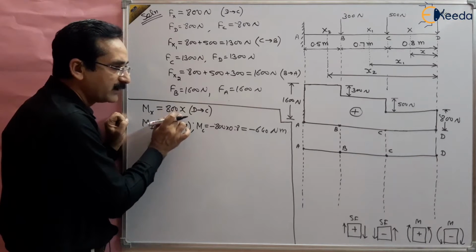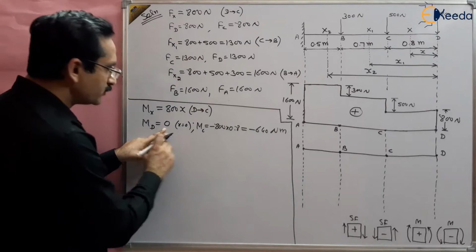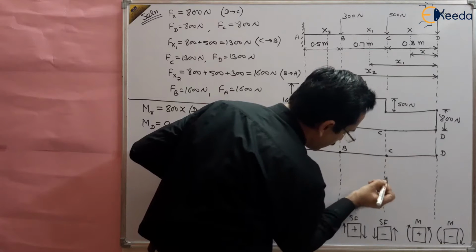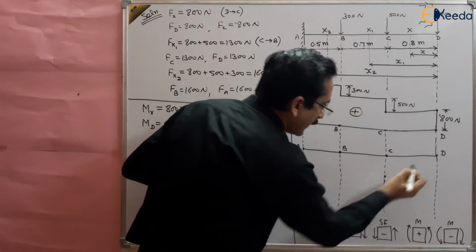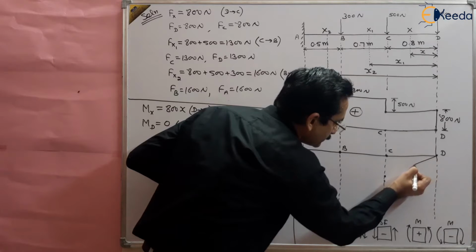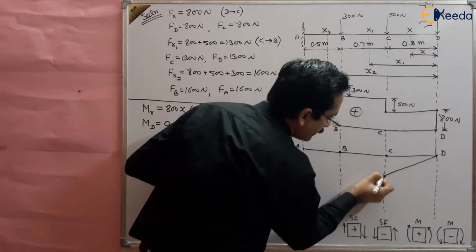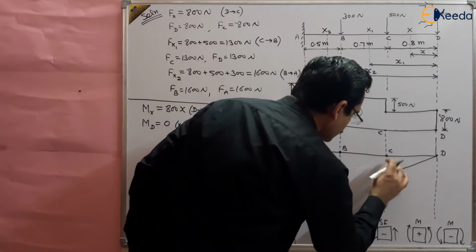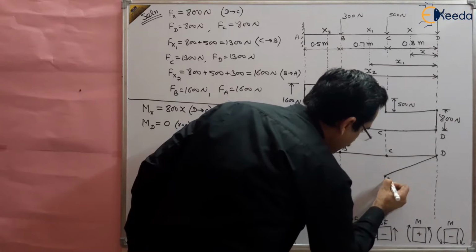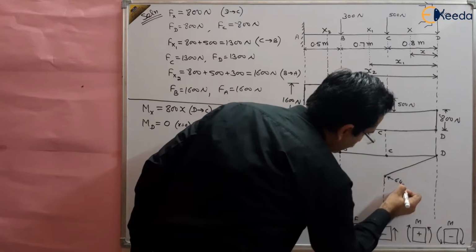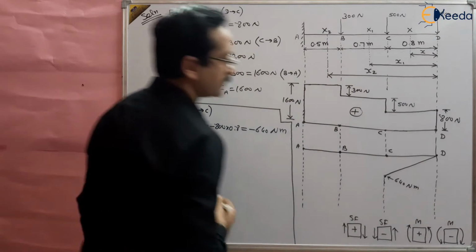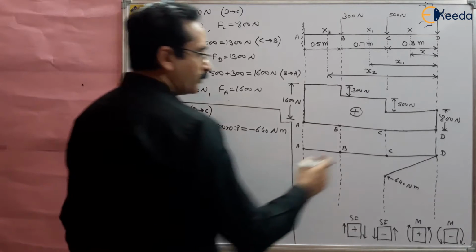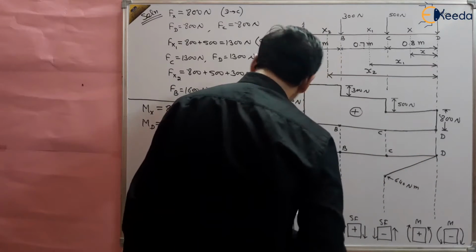So it will be a linear variation. So from 0 to 640 Newton meter, linear variation. Suppose this is 640, and there is a linear line from here to here, like this, right? So this point is 640 Newton meter, right? So we have drawn the curve from D to C, right? Next.